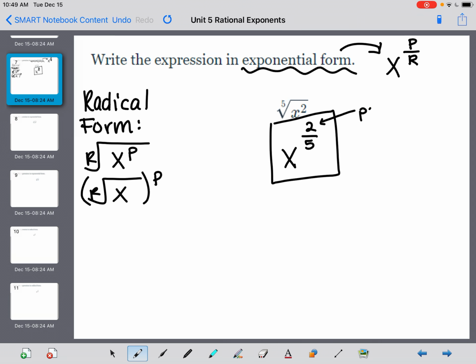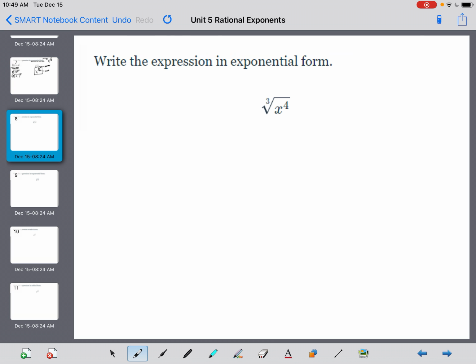Power over root. Let's try one more like this. So we're going to write this expression now in exponential form. Take that power of 4, make that your numerator, take that root of 3 and make that your denominator. So the cubed root of x to the 4th is equivalent to x to the 4/3 power.